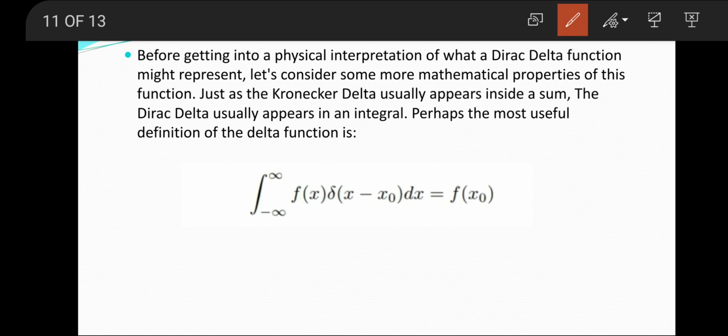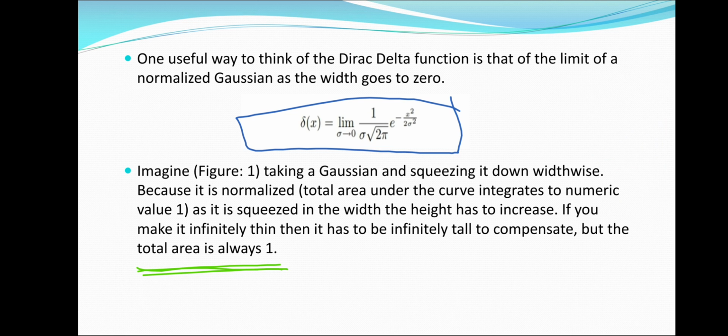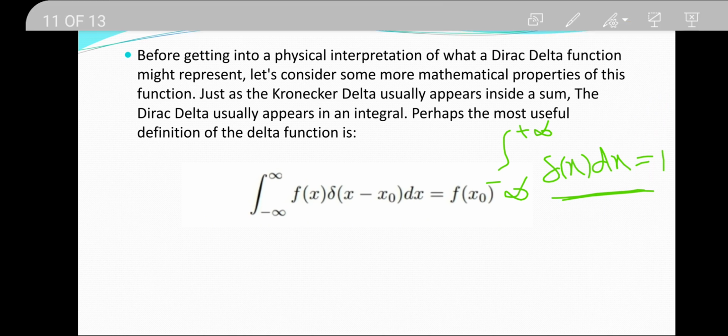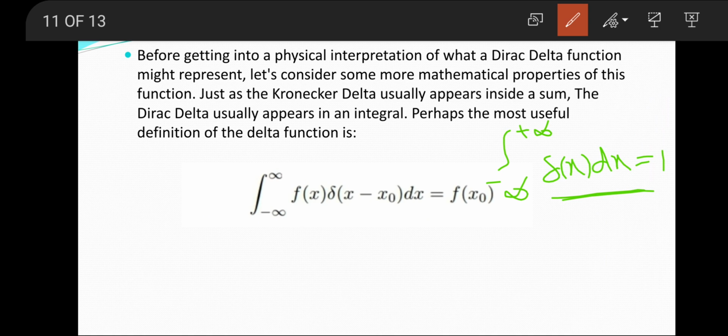We can understand this by considering that we know the integral from minus infinity to plus infinity of delta of x dx is equal to 1. This is the condition, which means the integral of the delta function, its area, is always equal to 1. Since we already said the total area is always 1, the total area of this delta function is always 1.